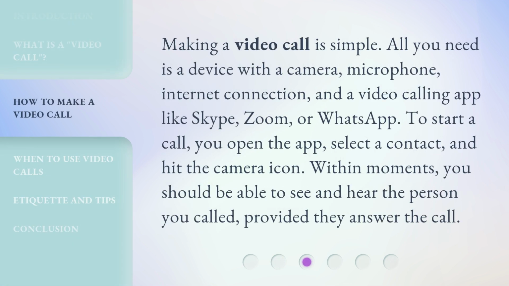Making a video call is simple. All you need is a device with a camera, microphone, internet connection, and a video calling app like Skype, Zoom, or WhatsApp. To start a call, you open the app, select a contact, and hit the camera icon. Within moments, you should be able to see and hear the person you called, provided they answer the call.